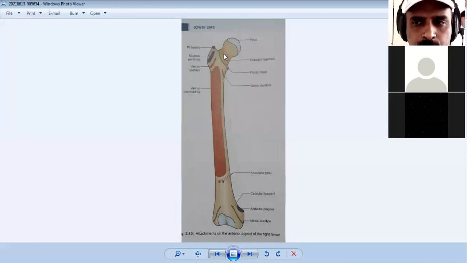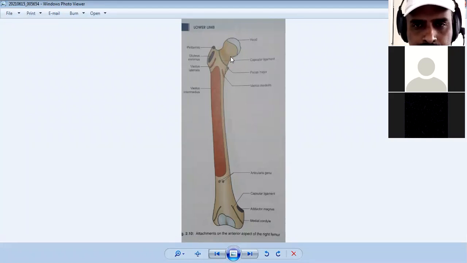So one point you have to remember in the neck is the neck shaft angle. The angle between the neck and shaft is 125 degree, and 125 degree is the neck shaft angle, that you have to remember. Then one more angle comes, the angle of femoral torsion. You have to remember that the angle of femoral torsion is 15 degree. So neck shaft angle is 125 degree.